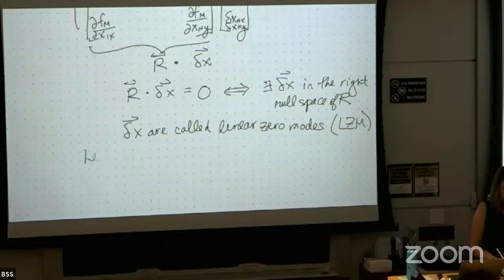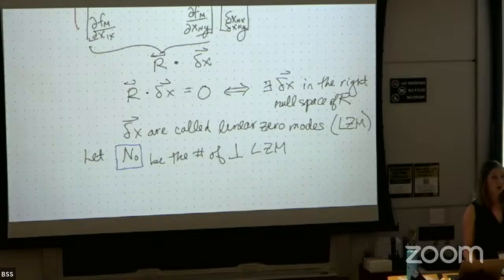One more thing, and then I'll answer questions. Let N0 be the number of independent linear zero modes. Okay, I'll put a little blue box around this thing because it'll show up later.